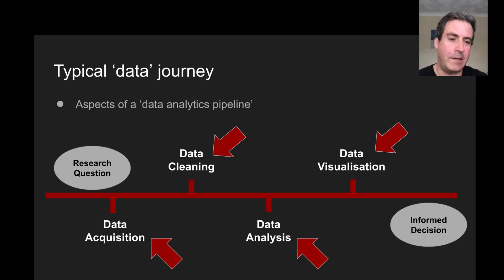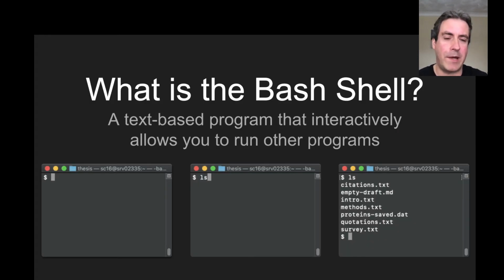Each of these ideally becomes an automated step in this pipeline. And the great thing with the Bash shell is that it acts as a kind of glue to help you tie these pieces together. So either part, or ideally the whole of the pipeline, becomes automated. And just by running a script or two, you can then regenerate your end results or graphs from the input data. So what is the Bash shell?